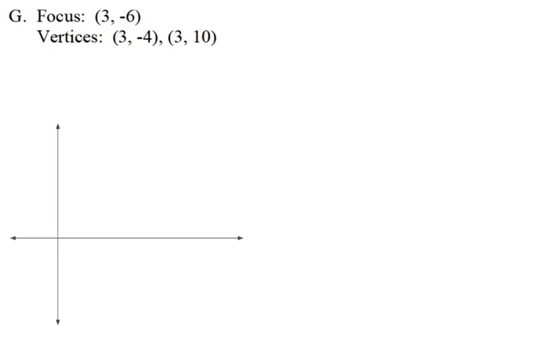Okay, last two here. The focus is 3, -6. So a focal point of 3, -6. Let's just graph that. I'm going to put that here. And then we're told this. The vertices are at 3, -4. So let's say I've got a vertex here. And 3, 10.